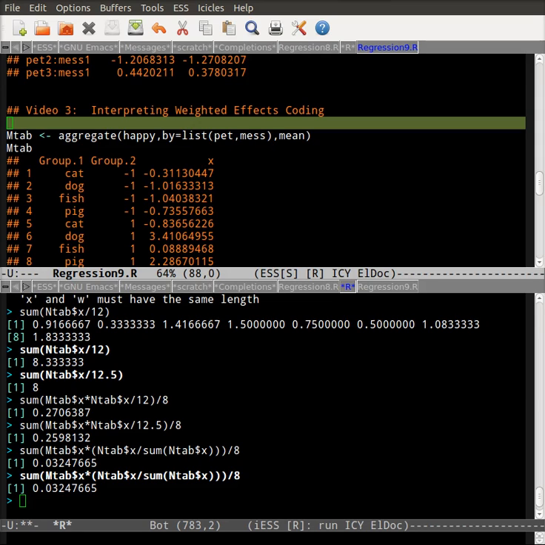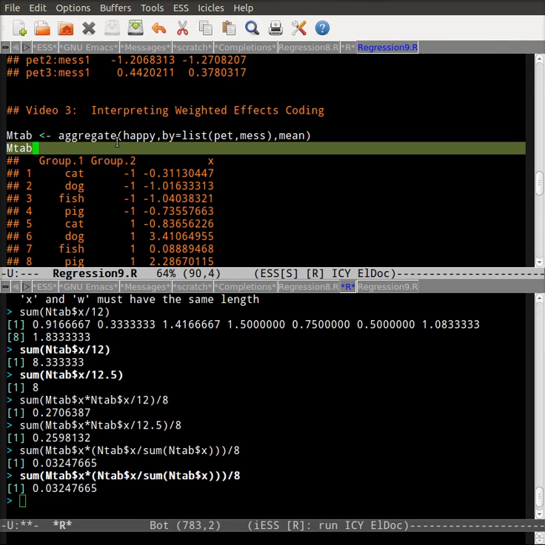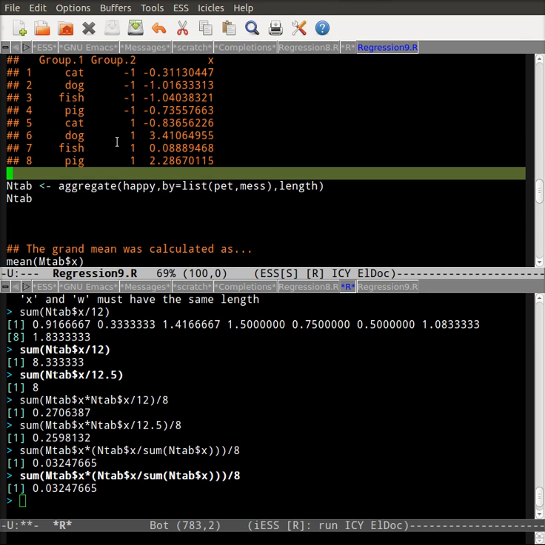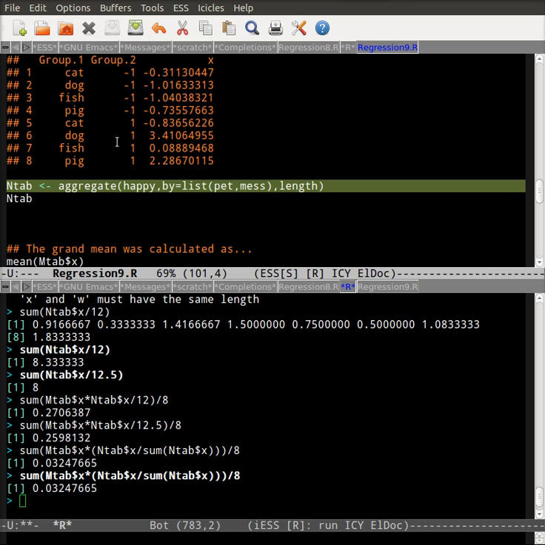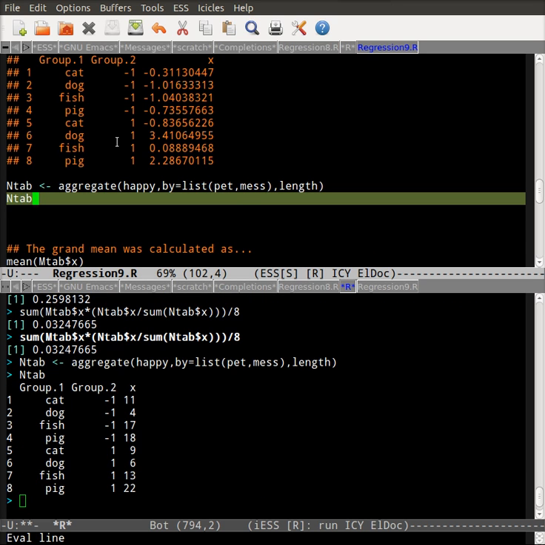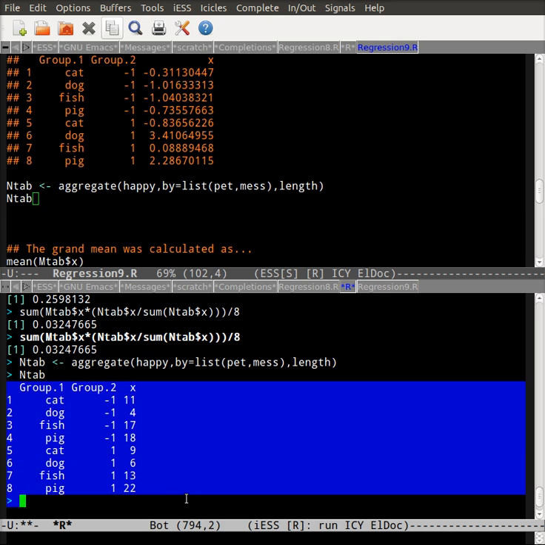Video 3 is about interpreting these weighted effects that we just talked about, where we have unequal cell sizes, and now we need to interpret what those effects are. So if I begin with my means table, these are all the marginal means that we expected, or the computed means for all four of our pet types, as well as whether they make a mess or don't make a mess.